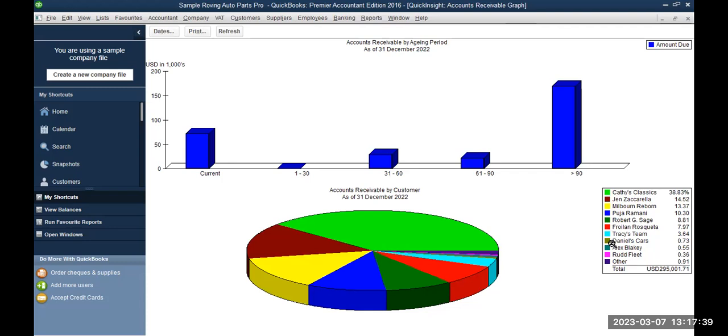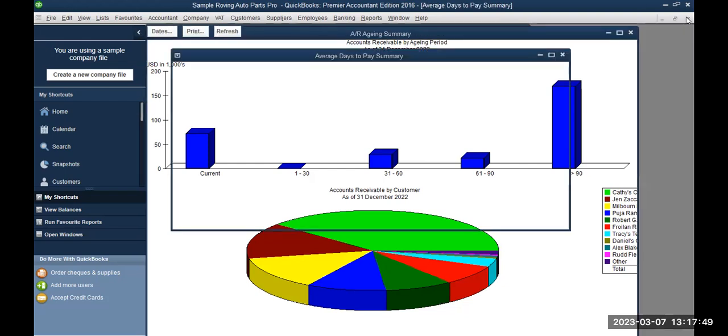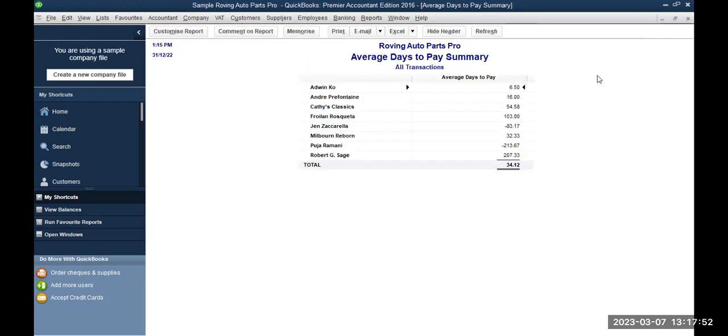But remember, this is just showing the current percentage of who is owing you right now. It is not showing for how long it's been outstanding. Now, if you go back to this other report, you can see Cathy's owe you the most, but they take on average 54 days to pay you, which is higher than an ideal 30 days. So we need to have a conversation, or incentivize them on how to pay you sooner, because they are holding 38% of your receivables, and they're taking on average 54 days to pay.